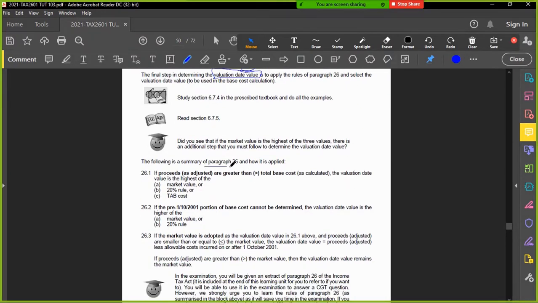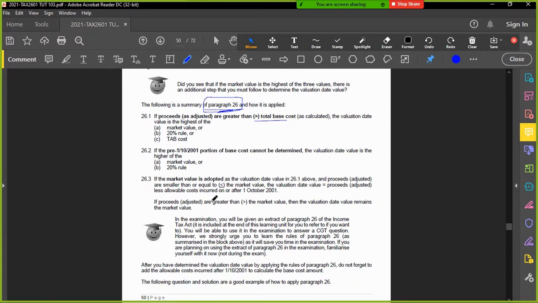They've taken this from paragraph 26. That would have come from the Income Tax Act, the 8th schedule. Proceeds greater than base costs, the valuation date value is the highest of. You've got that in your notes. All of this is in your notes.